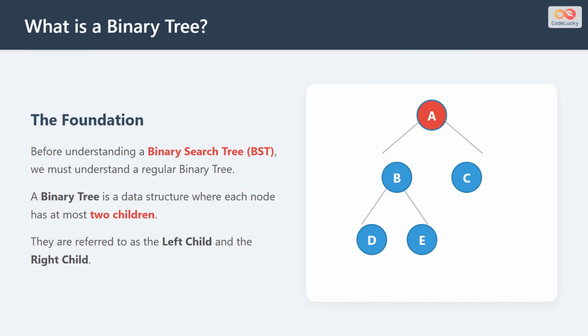Before we get to the search part, let's define a basic binary tree. It is simply a tree structure where every node has, at most, 2 children. These are strictly distinguished as the left child and the right child. This branching structure is the foundation of the logic we will apply next.